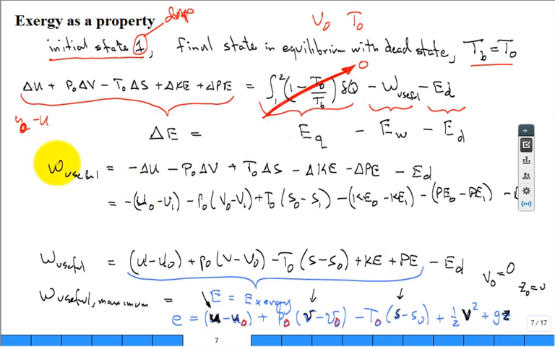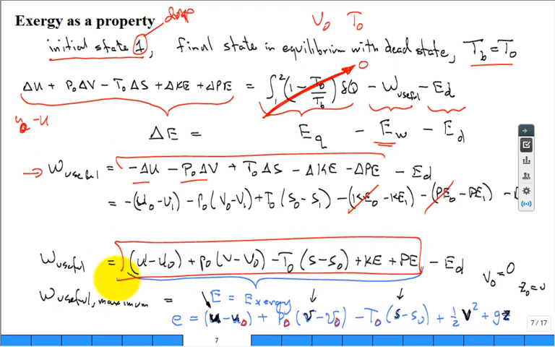So you re-express what my useful work is. It's this, minus delta U, and so on. The minus signs will work out, and all of these are going to turn into our property. Expand it out: we have our dead state and initial state, volume at the dead state and initial state. What is our kinetic energy at the dead state? 0. Potential energy at the dead state? 0. And so what the useful work is, is all of these right here, simply a grouping of properties. When you have a group of properties, you could rename them to a new property, and they did, and they called it exergy.